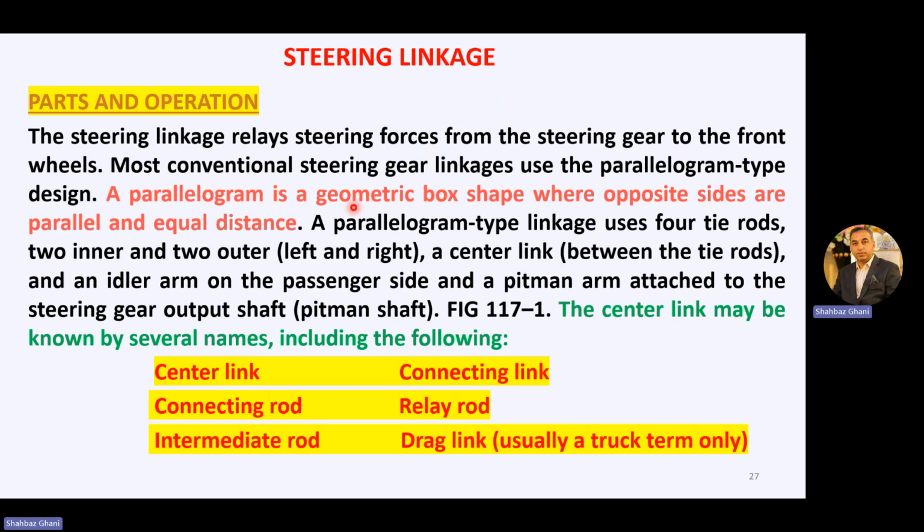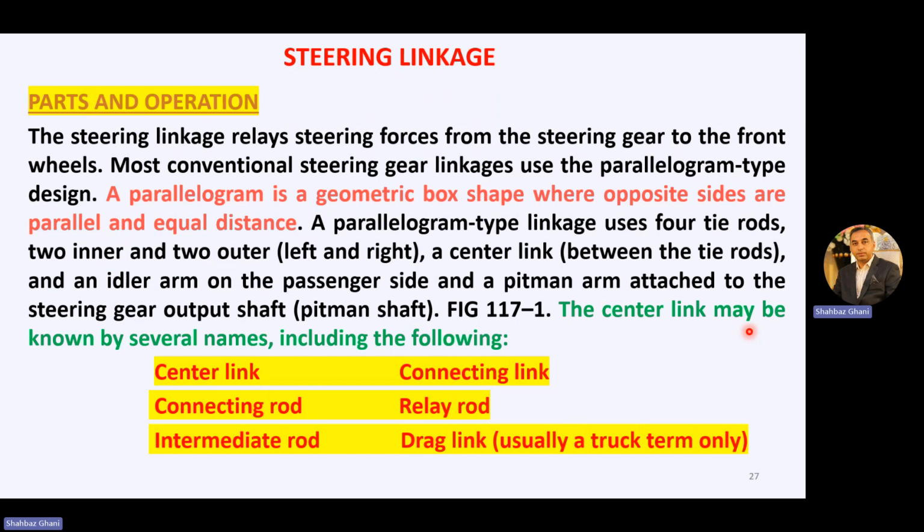A parallelogram is a geometric box shape where the opposite sides are parallel and equal distance. As you know from geometry, a parallelogram is a geometric box shape where opposite sides are parallel and equal distance. A parallelogram type linkage uses four tie rods, two inner and two outer, left and right, a center link between the tie rods, and an idler arm on the passenger side. Remember this. And the pitman arm is attached to the steering gear output shaft, the pitman shaft.